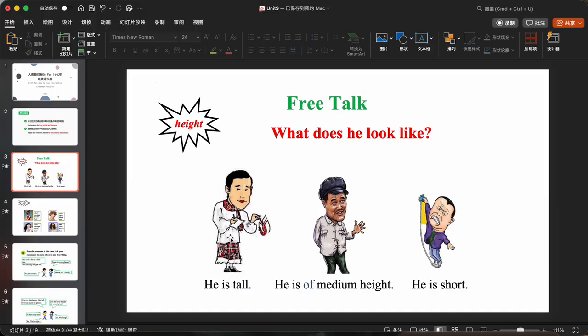And here I want students to remember the keywords, so I need to emphasize the key adjectives about height: tall, medium height, and short.